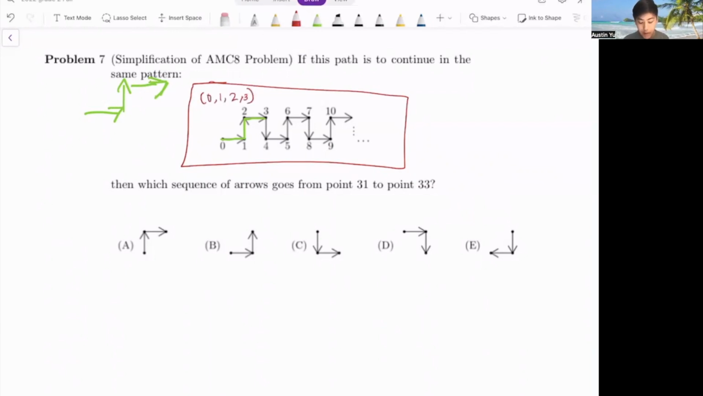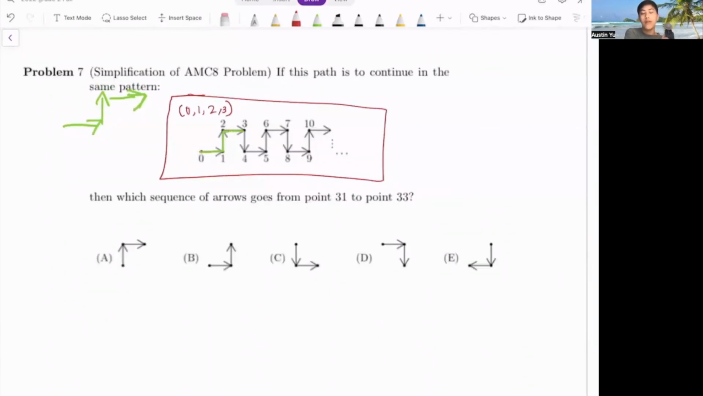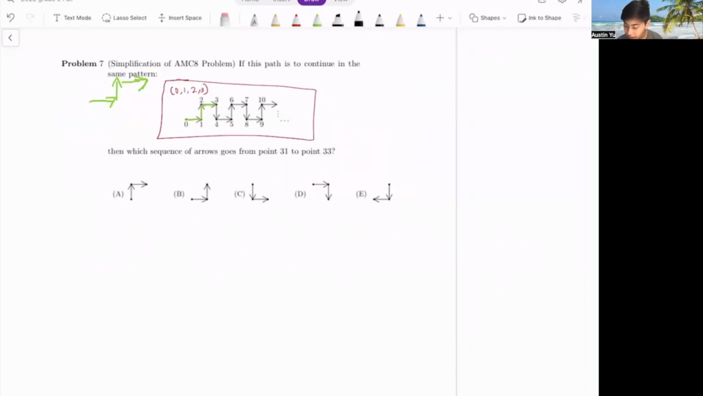If it were to go from point 31 to 33, we have to see how many sets of 4 numbers that can be divided into, because as you can see, every set of this pattern includes 4 coordinates. We are ending on 33, because it says which sequence of arrows goes to point 33. 33 divided by 4, which is the number of numbers in each pattern, quickly gives us 8 and remainder 1.